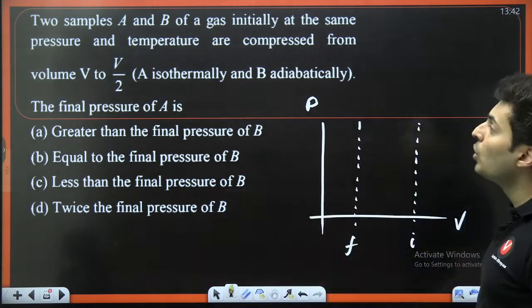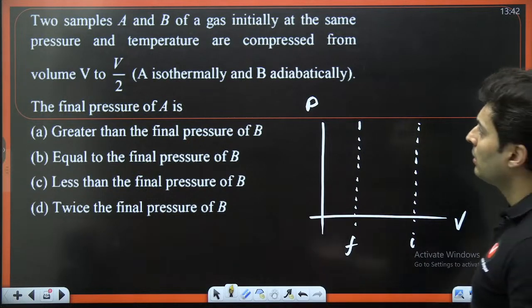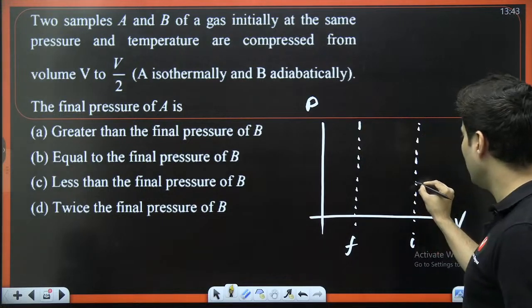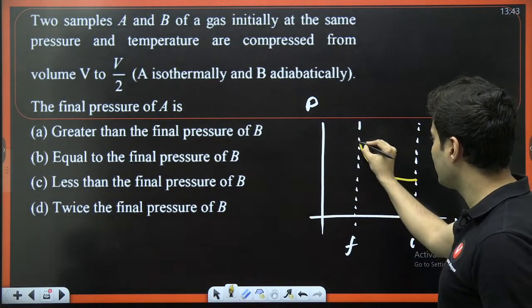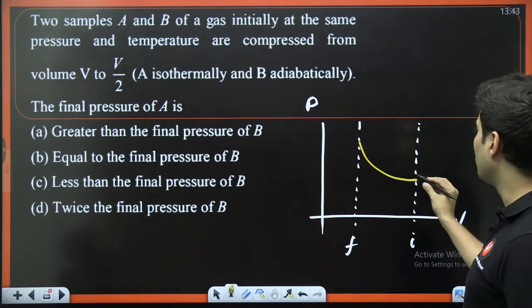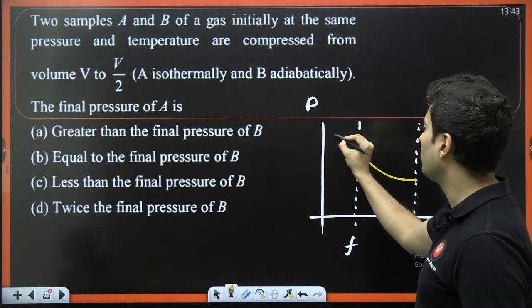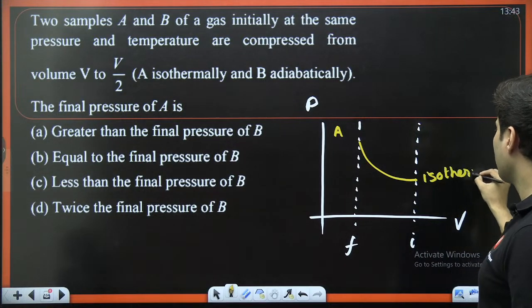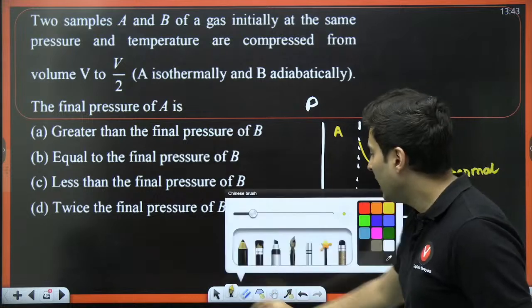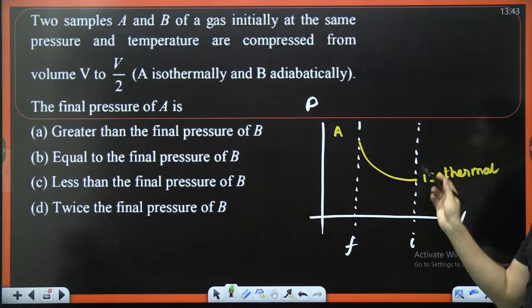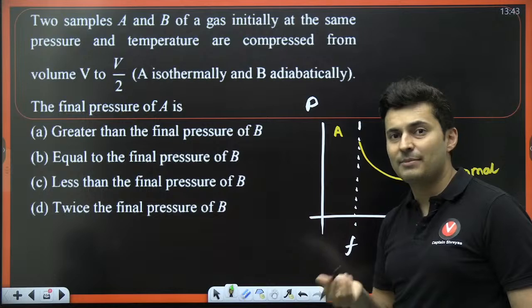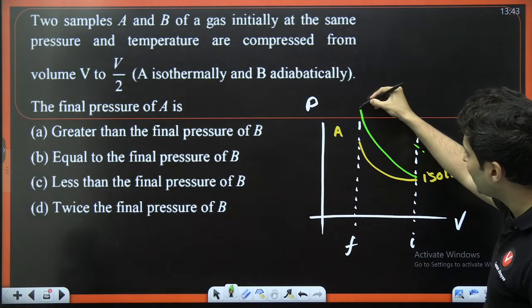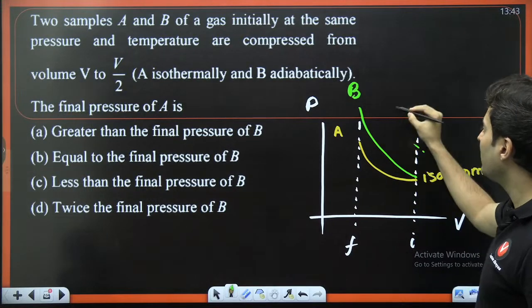Now, one is isothermal, one is adiabatic. So you start from here, you go like this. Let's say this is isothermal. Adiabatic must be more steep, right? So if I have to show more steep, that means I have to go like this. So this will be B for the adiabatic process.